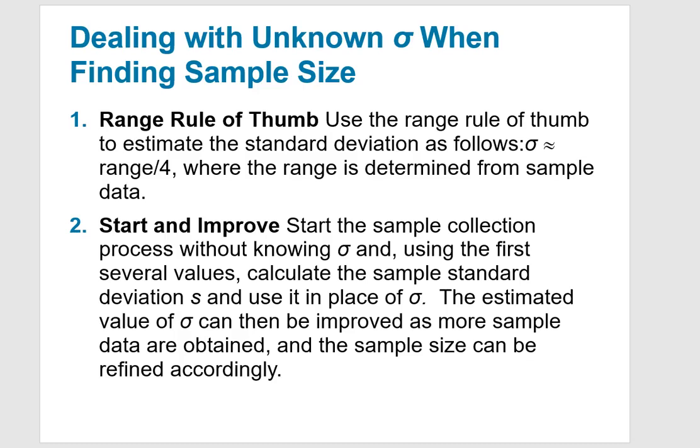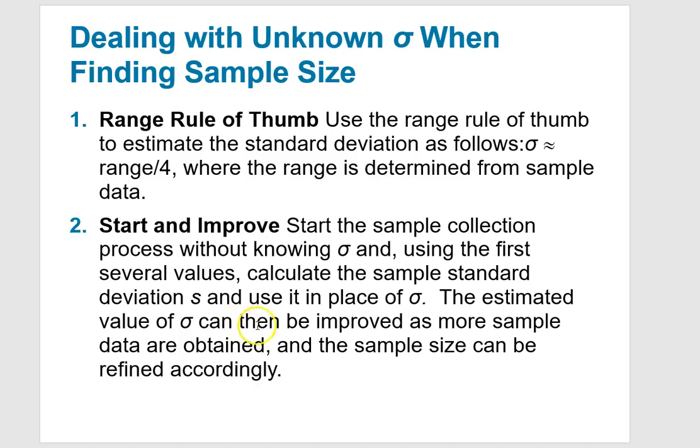If you don't have a known standard deviation when you're finding sample size, which could happen, the best thing to do is just use the range rule of thumb. We talked about that many, many moons ago, so I just wanted to add that in there: the standard deviation is approximately the same as the range divided by 4. So you could use that for your standard deviation.